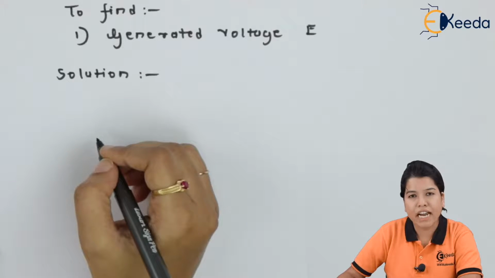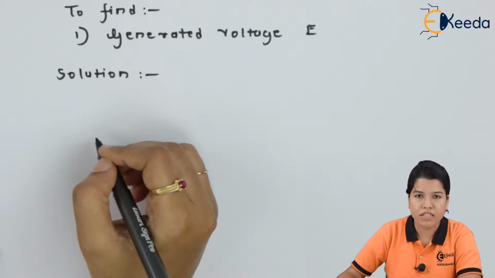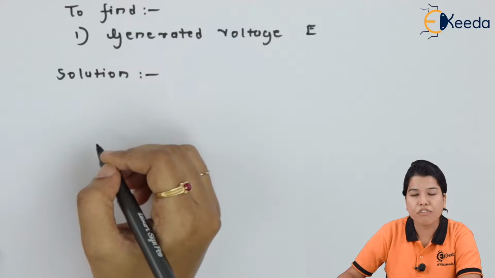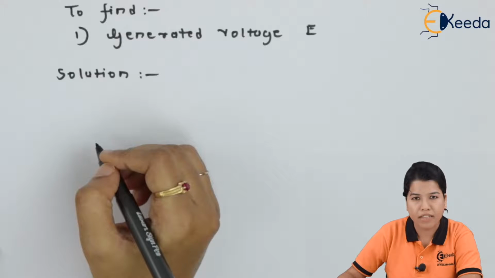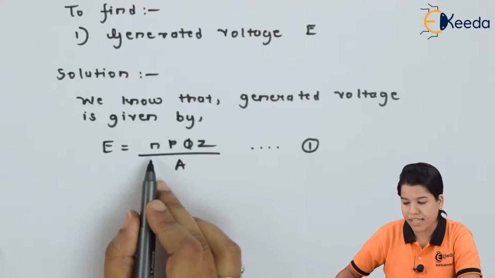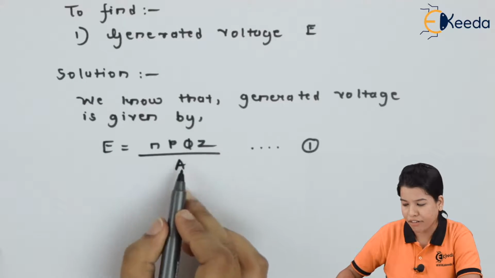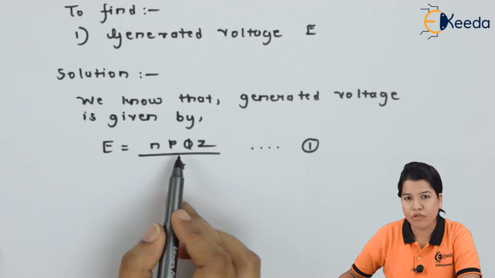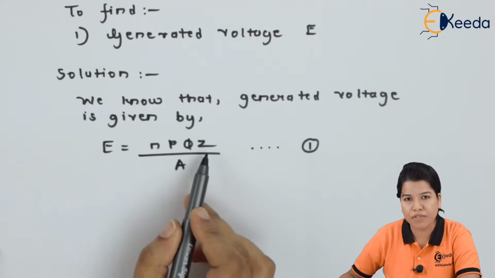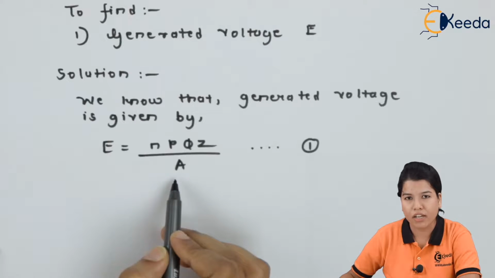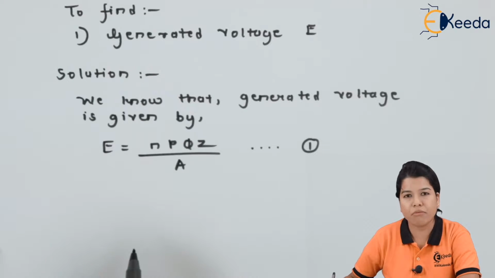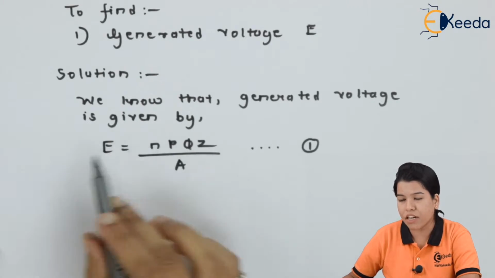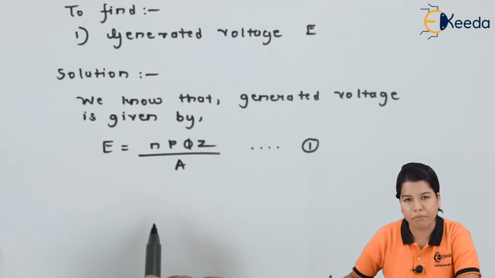We have already derived the formula for generated voltage in the previous video. The formula for the generated voltage can be written as E is equal to PφZN divided by A. Now, from the numerical, we already have the values of P, phi, Z, and A. Also, the speed is mentioned, but it is in RPM. So, let us convert this equation for the speed in RPM. So, the equation can be modified as follows.